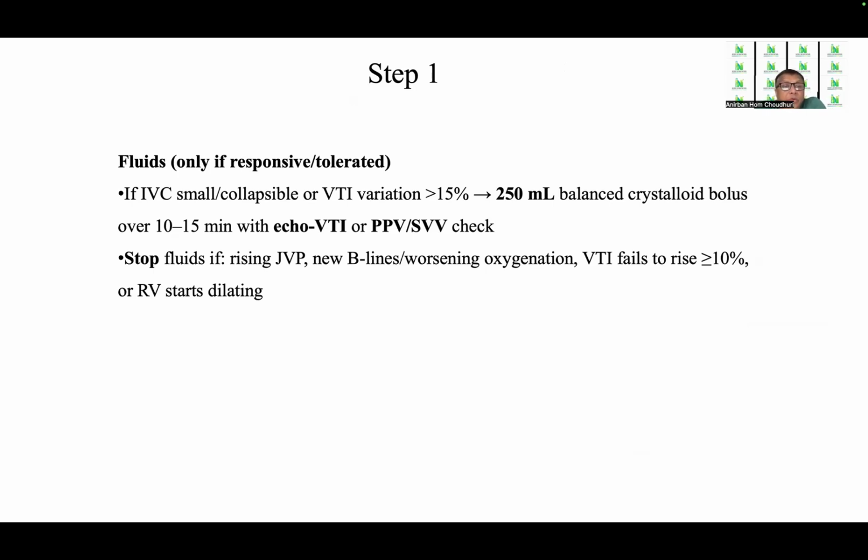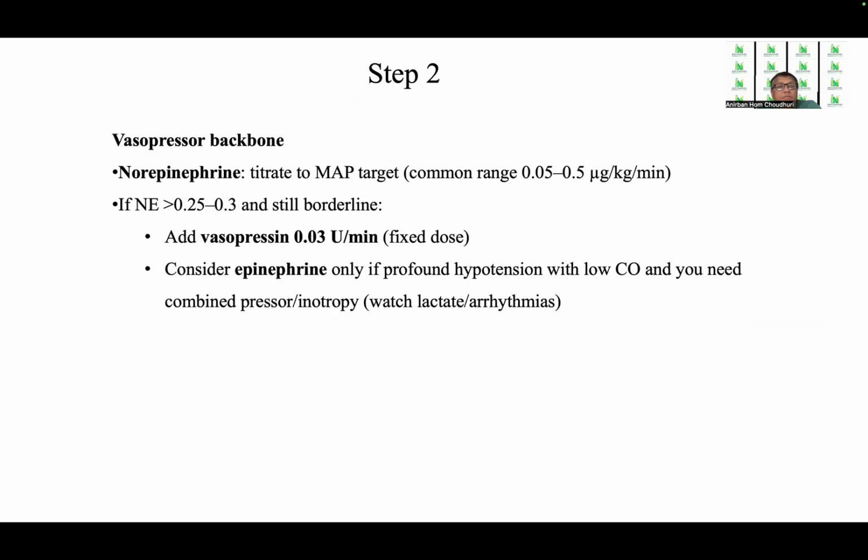So once we know that the patient is not fluid responsive, we have to stop the fluids. If the jugular venous pressure is rising, if new B lines are appearing, if there is worsening of oxygenation, if the VTI fails to rise more than 10%, or if the RV starts dilating when you look at the echo, then we have to stop the fluids.